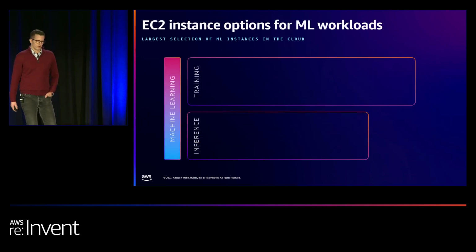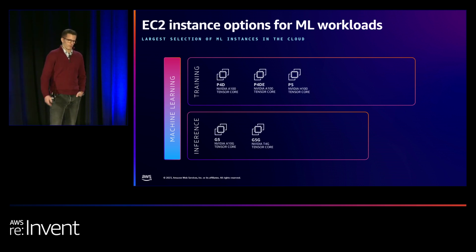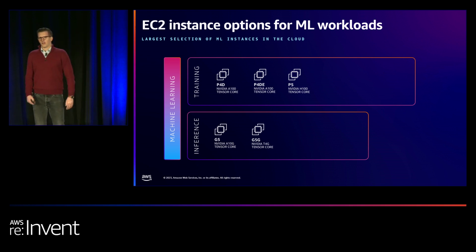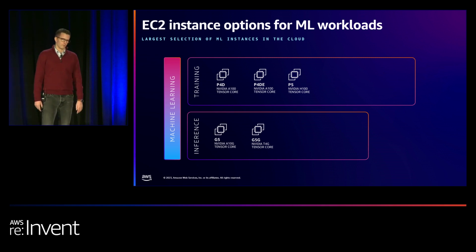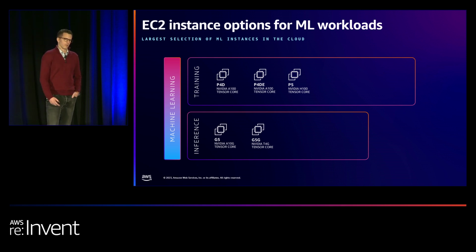Just to give an overview of the instance options that we offer for machine learning workloads, I'm going to start with our GPU-based instances. We separate these by training and inference. We have our P4 and P5 instances, which are optimized for deep learning workloads, especially deep learning at scale, like customers who want to train deep learning models on distributed clusters. These instances have really high networking performance, and they're optimized for that. Our P4 instances feature NVIDIA A100 GPUs, and our P5 instances feature H100 GPUs.